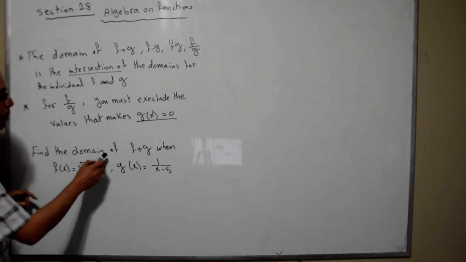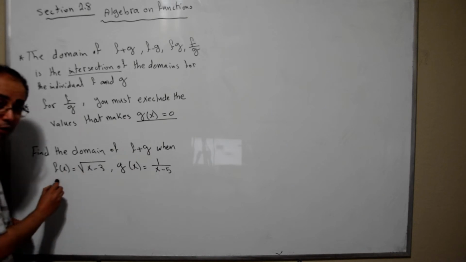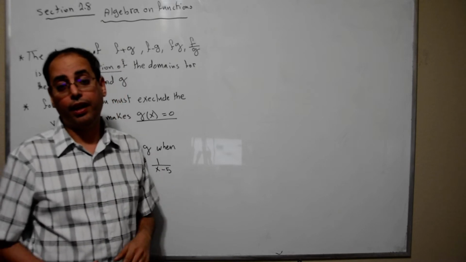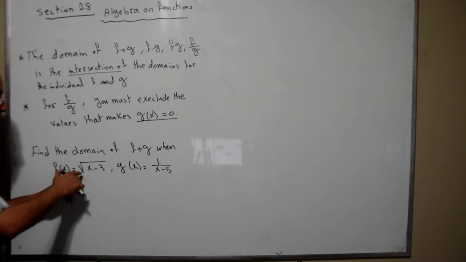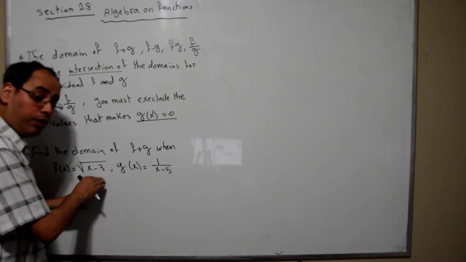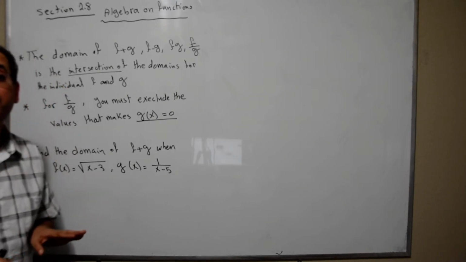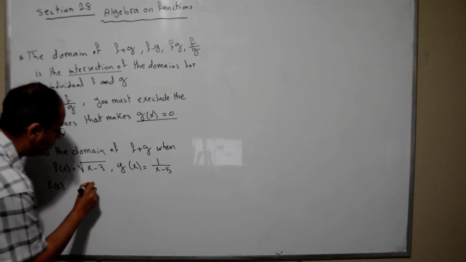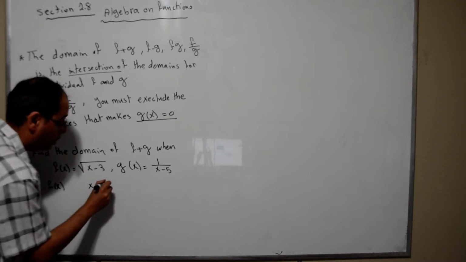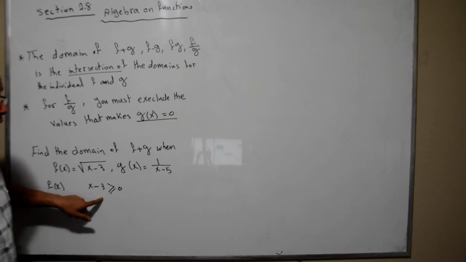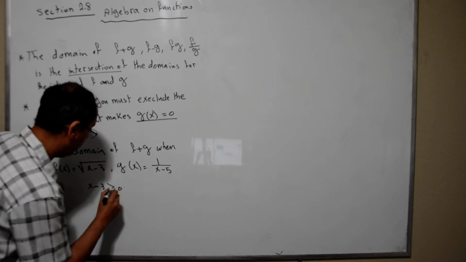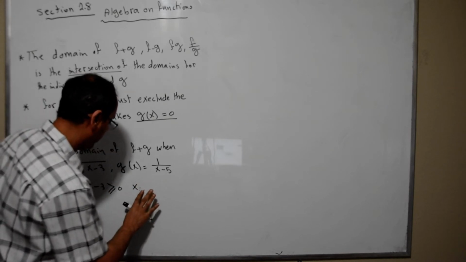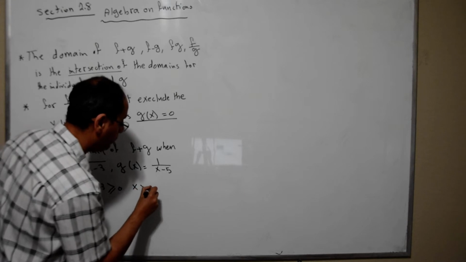Okay, I have to find the domain of f plus g when f of x is the square root of x minus 3 and g of x is 1 over x minus 5. When I have a square root, whatever is under the square root, the radicand, cannot be negative, which means that for f of x, x minus 3 must be positive or 0. It's greater than or equal to 0. If I solve the inequality for x, I add 3 to both sides, so I get x greater than or equal to 3.